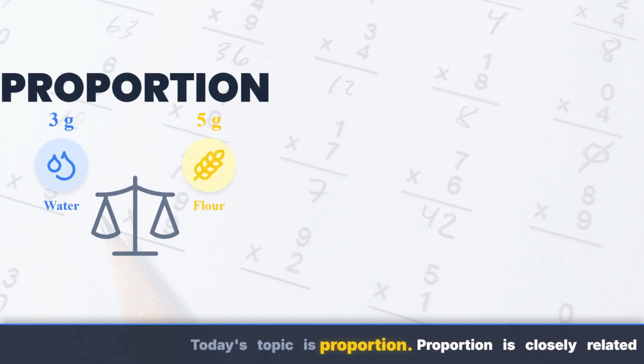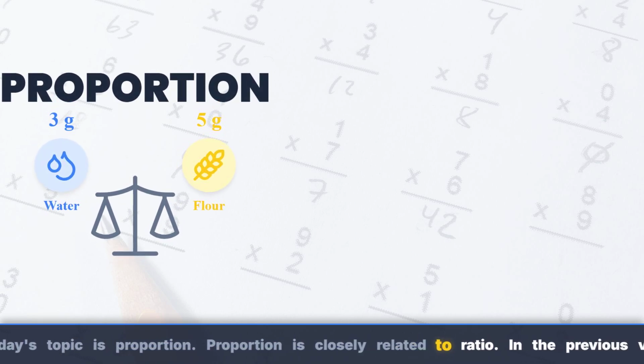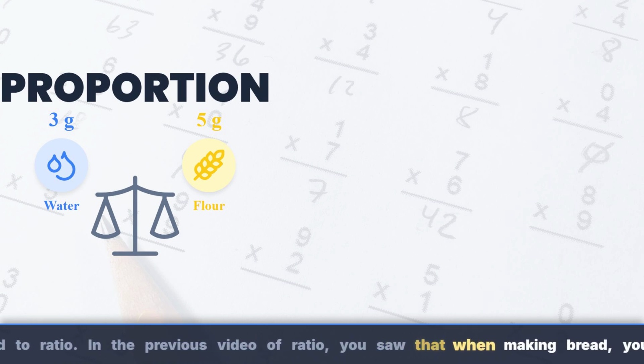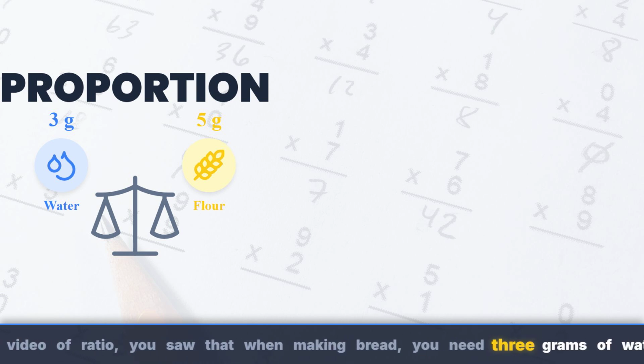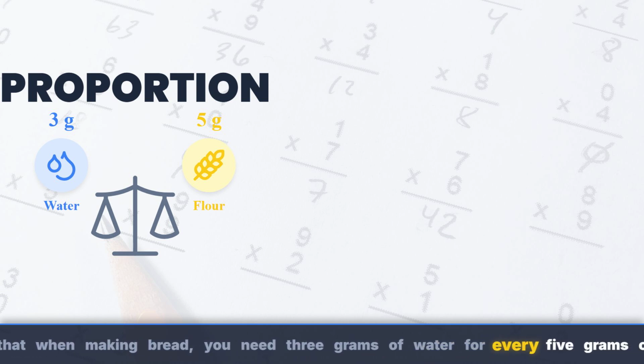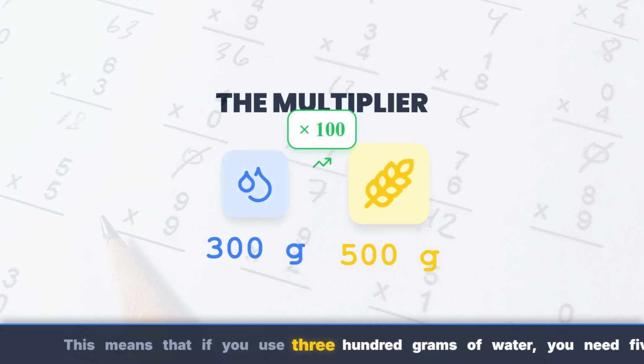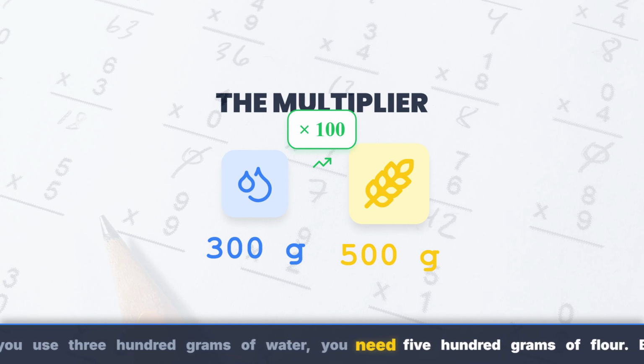Today's topic is proportion. Proportion is closely related to ratio. In the previous video of ratio, you saw that when making bread, you need 3 grams of water for every 5 grams of flour. This means that if you use 300 grams of water, you need 500 grams of flour.